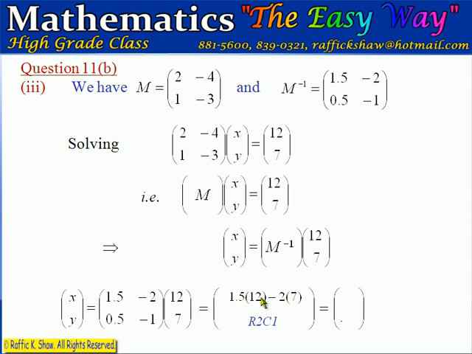This element is row 1 column 1, meaning we multiply this row by this column. So we're multiplying 1.5 by 12, that's here, and we are multiplying -2 by 7, and the result here is 4. And then for this element, we are multiplying row 2 by column 1. So we multiply 0.5 by 12, and we multiply -1 by 7. And when we do that calculation, the result is -1. And therefore, x is equal to 4 and y is equal to -1.